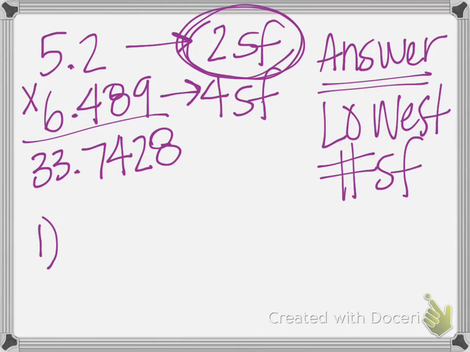In number 1, 189.26 has 5 sig figs. 4.41 has 3 sig figs. Which one's lower? Yeah, the 3. So my answer for number 1 has to have 3 sig figs.